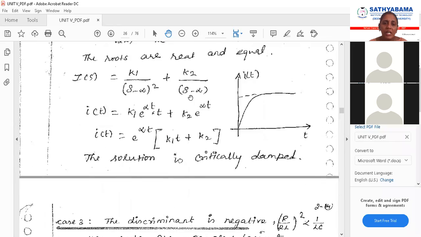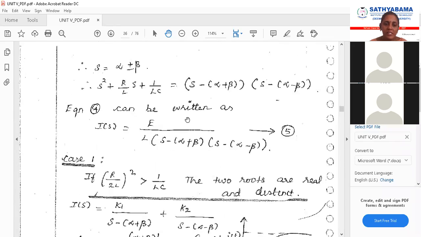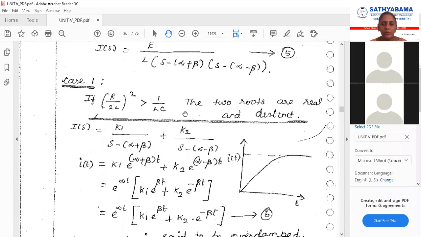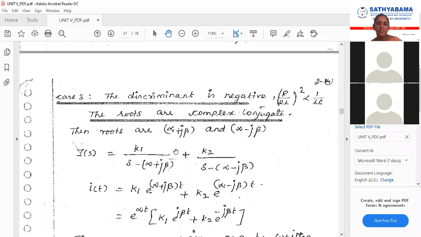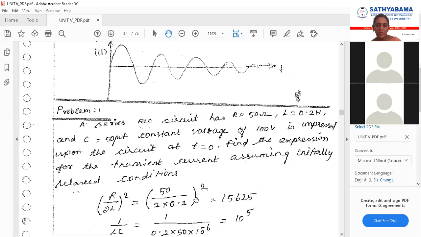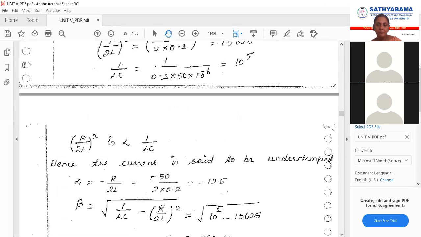Right? So for RLC transients, we had discussed 3 cases. Case 1, (R by 2L) the whole square is greater than 1 by LC. Case 2, (R by 2L) the whole square is equal to 1 by LC. Case 3, (R by 2L) the whole square is less than 1 by LC. So it means that the roots are going to be complex conjugates. Okay. You had understood? Right.